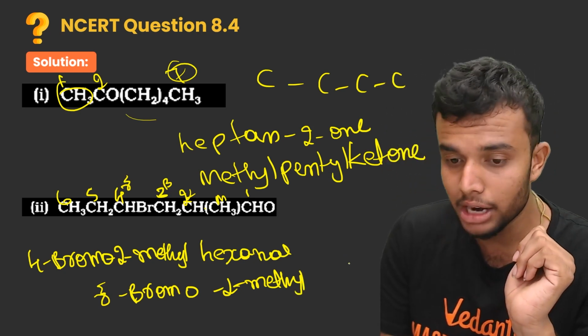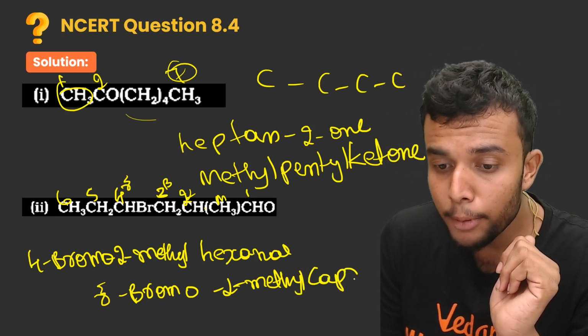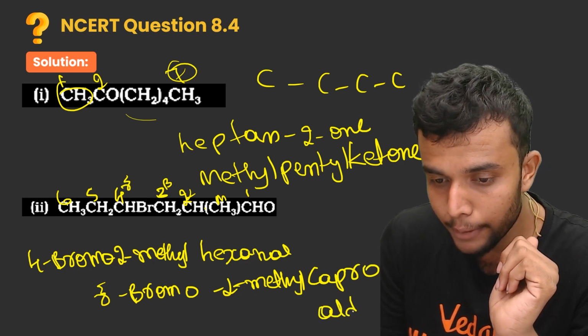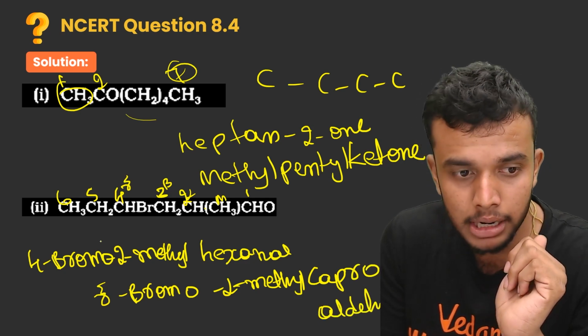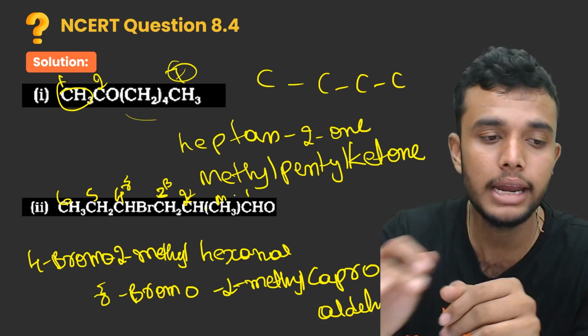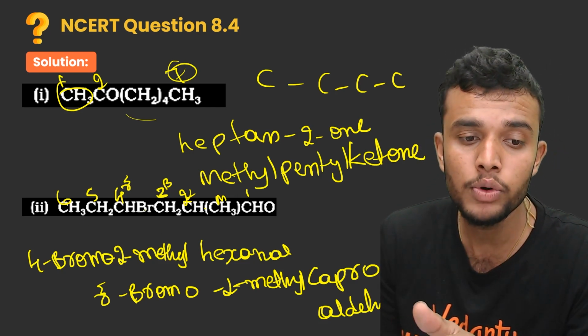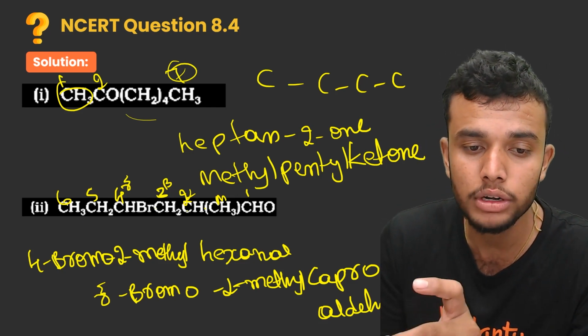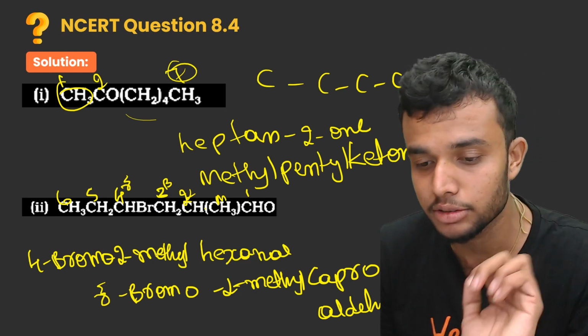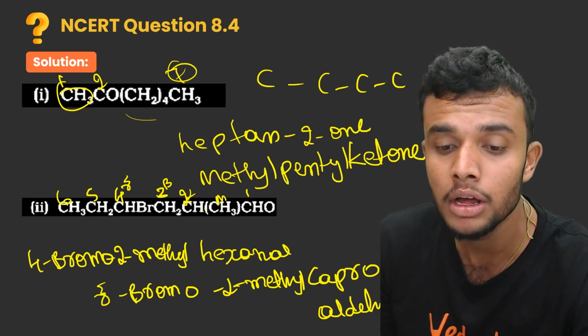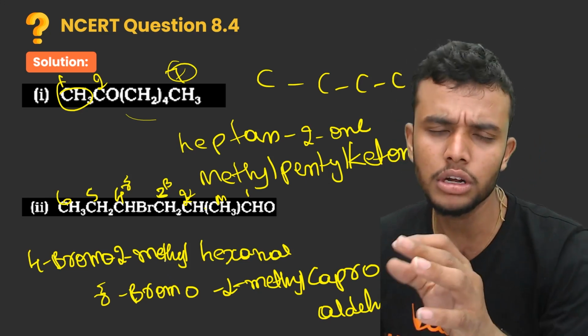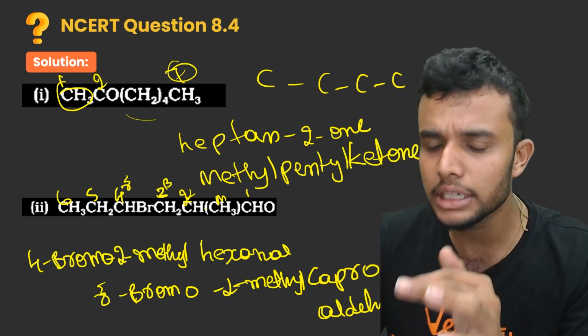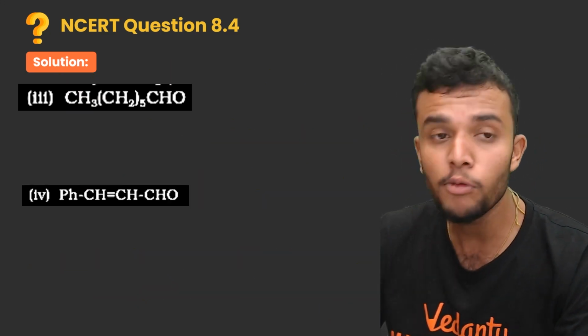caproaldehyde. Caproaldehyde is nothing but its common name. Capro means there are 5 carbons in total, removing these terms 1, 2, 3, 4, 5. That's why the name becomes this. Okay, students, understood? Common name is different. Students, don't concentrate on common name. We mainly concentrate on the IUPAC name. Don't worry. Let's move on to the next one.